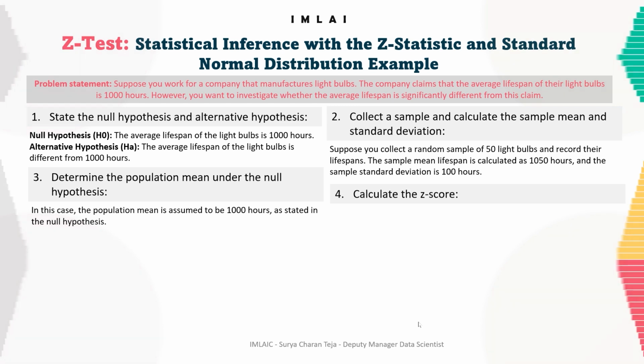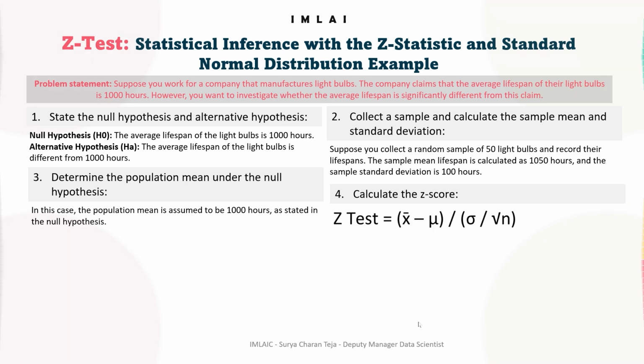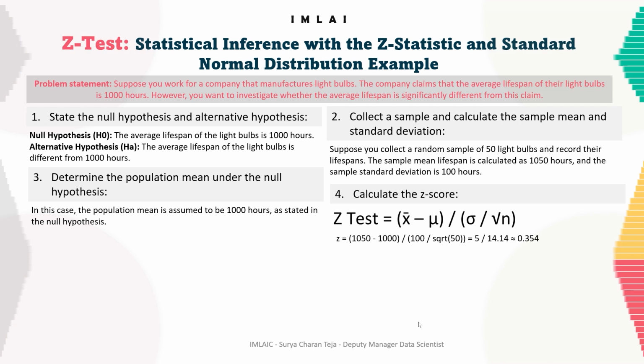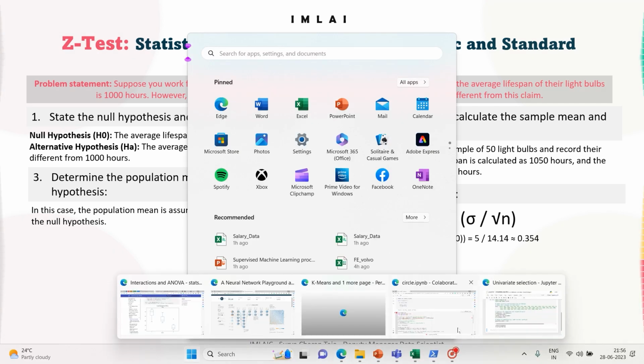Okay, fourth step. Now all set, all done. Now it's time to calculate the z-score. The z-score measures how many standard deviations the sample mean is away from the population mean. We have the population mean. Now we will be measuring how many standard deviations the sample mean is away from the population mean. The formula for calculating this you can see on screen. So let's check the formula and let's do it.